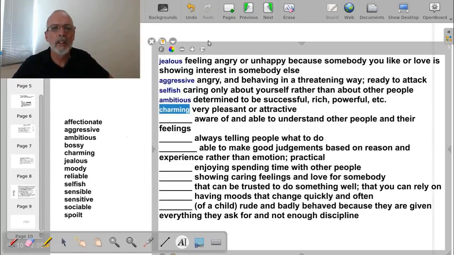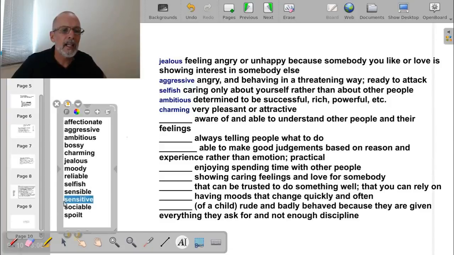Aware of. The next one is aware of and able to understand other people and their feelings. What do we call this? Reliable. Sensitive. Sensitive. Very good. Sensitive.